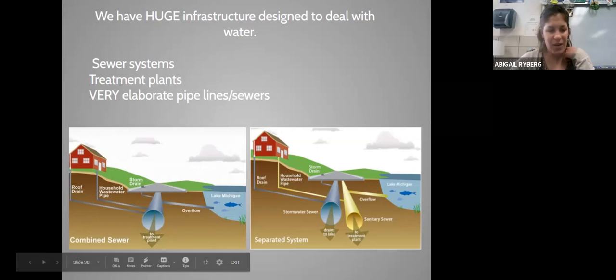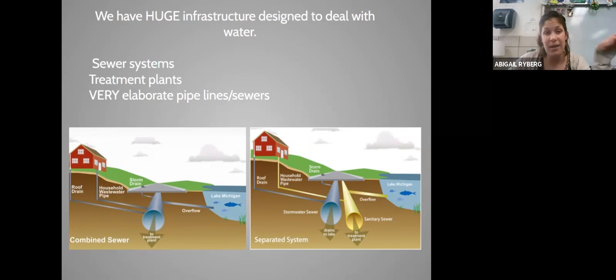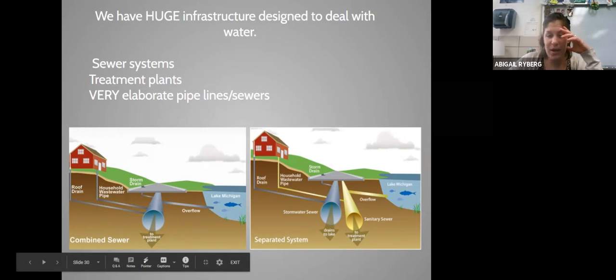Sorry, if you look here on the bottom left, this is the combined sewer. I think I mentioned, some regions actually do have their household wastewater and the storm drains dump into the same pipe, and they all are treated equally at the treatment plant. But ours is separated here in Kettering.